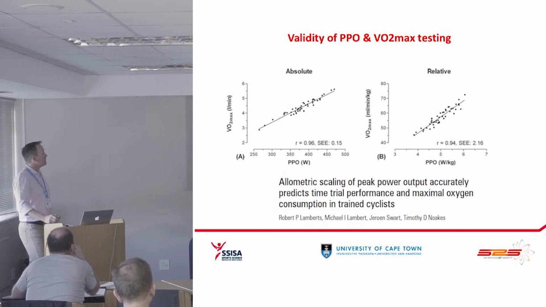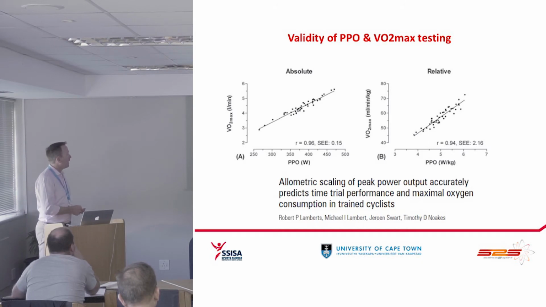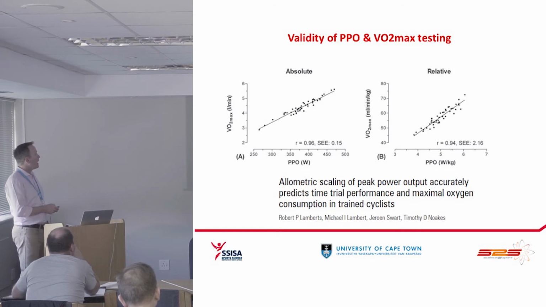In our paper, so this is, once again, very tight relationship between VO2 max and peak power output. There's an R value, 0.96. And if any of you do know stats, that's a very high correlation. And similarly here in absolute terms and relative terms, okay? But we did 40K time trials. So 40K time trials are a good indicator of performance.